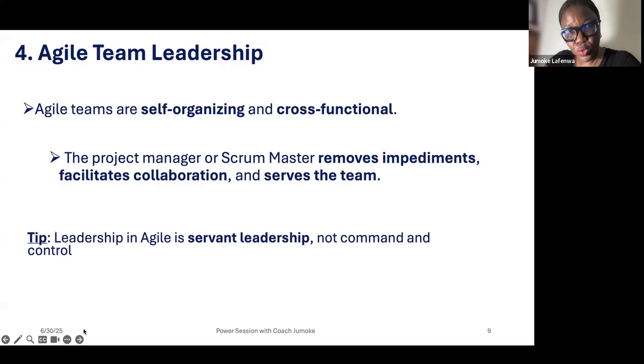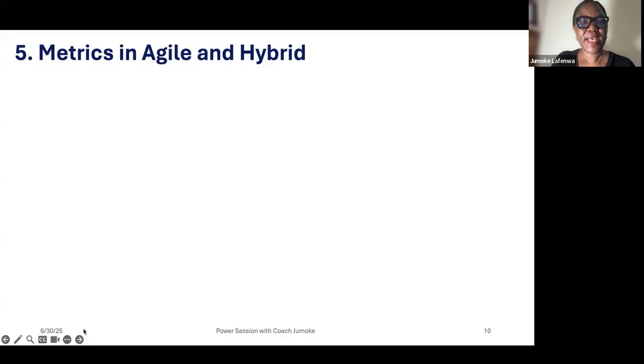My tip for you is that the leadership in Agile is servant leadership. You model the leadership traits that you want to see. You do not command, you do not control people, okay? And the fifth tip is you should know the metrics in Agile and hybrid.